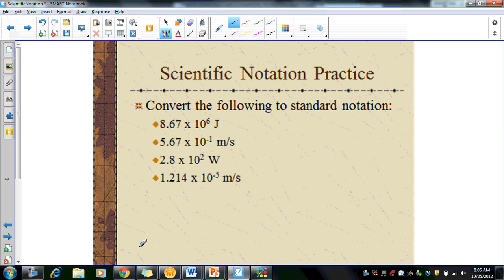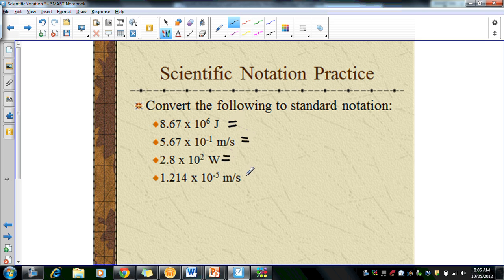So let's do some backwards. Let's change scientific notation into expanded form. So we have a positive 6, which means we need to make this number bigger. So we're going to move our decimal spot to the right. 1, 2, 3, 4, 5, 6. So 8, 6, 7. And then we have 1, 2, 3, 4 blank spots.